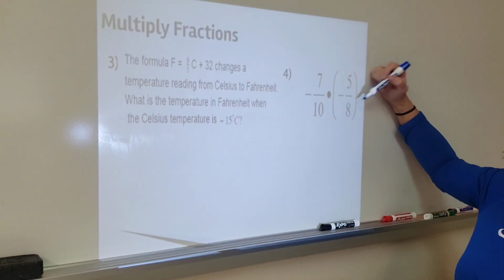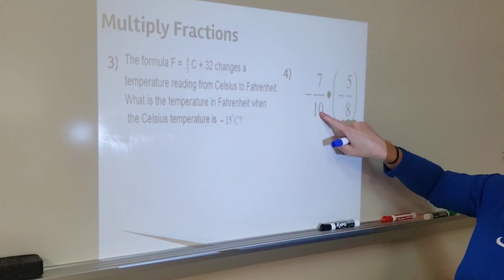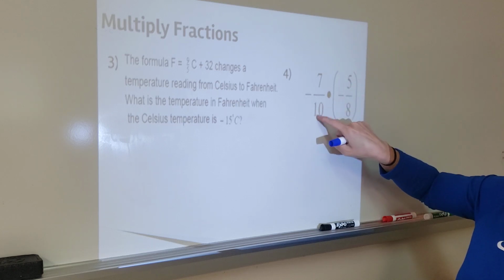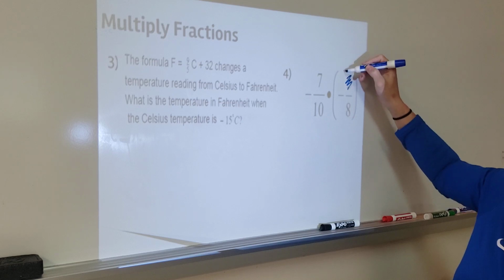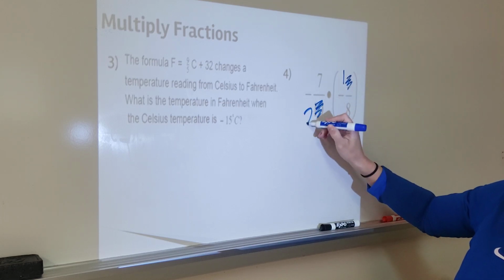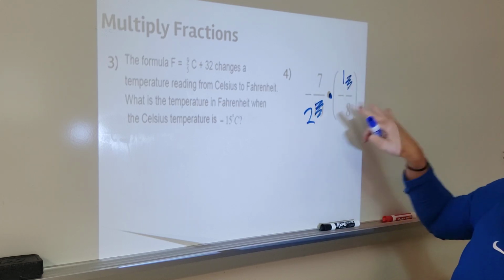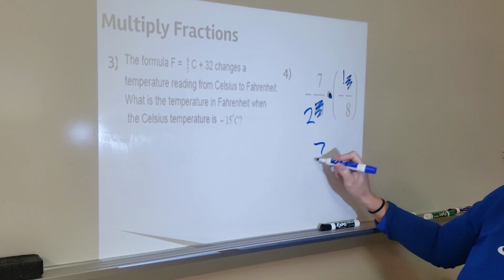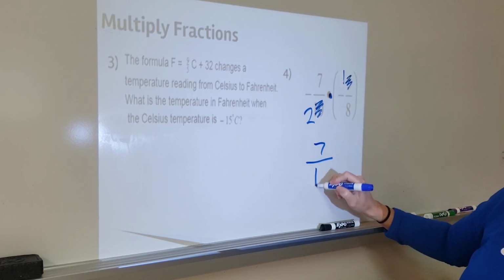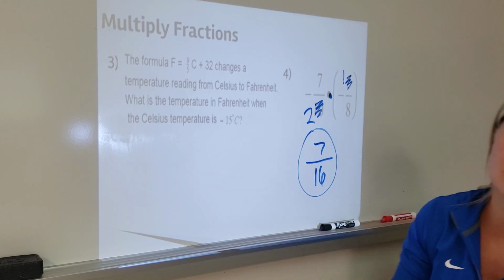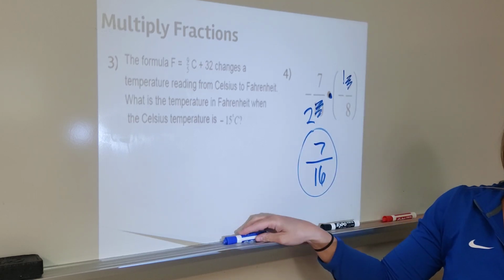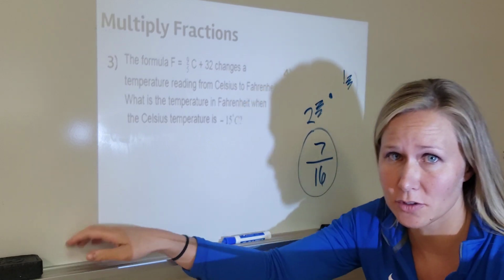Now, looking at this, can I simplify? See the 10 and the 5, this numerator, this denominator, they're both divisible by 5. So if I divide by 5, I get 1. If I divide this by 5, I get 2. So now I can multiply straight across. 7 times 1 in the numerator is 7, and 2 times 8 in the denominator is 16. A negative times a negative makes a positive. So I just have 7/16. Remember, no common denominators when you're multiplying.